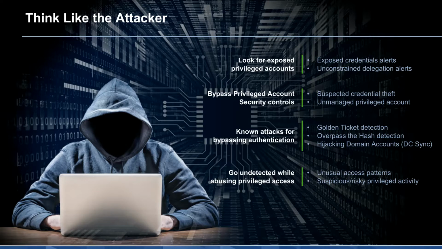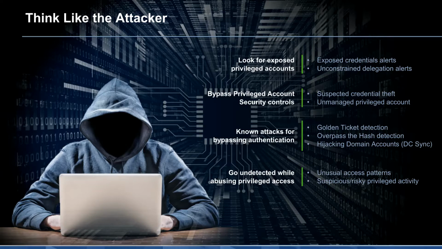So if we look at the slide here, in the white text are standard methodologies that an attacker is going to try to use to get into your environment or to escalate their privilege once they've gotten inside of your environment. So the first thing they're going to do is look for exposed privilege credentials. And what's an exposed privilege credential? Well, one example of an exposed privilege credential is when unconstrained delegation is enabled.